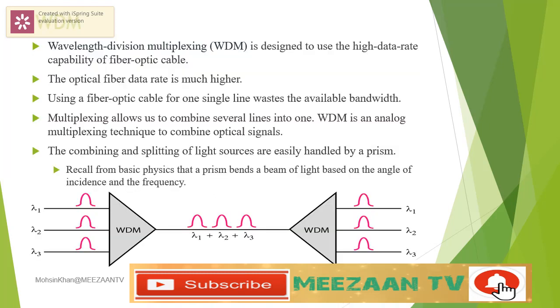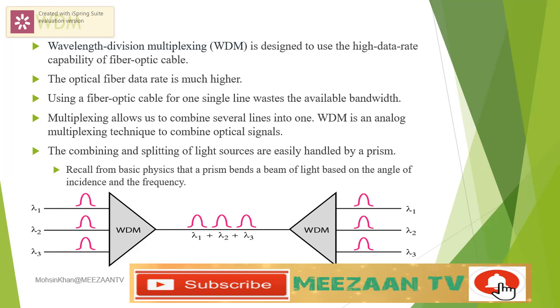Wavelength division multiplexing, WDM, is designed to use the high data rate capability of fiber optic cable. Using a fiber optic cable for one single line wastes the available bandwidth. Multiplexing allows us to combine several lines into one. WDM is an analog multiplexing technique to combine optical signals. The combining and splitting of light sources are easily handled by a prism.